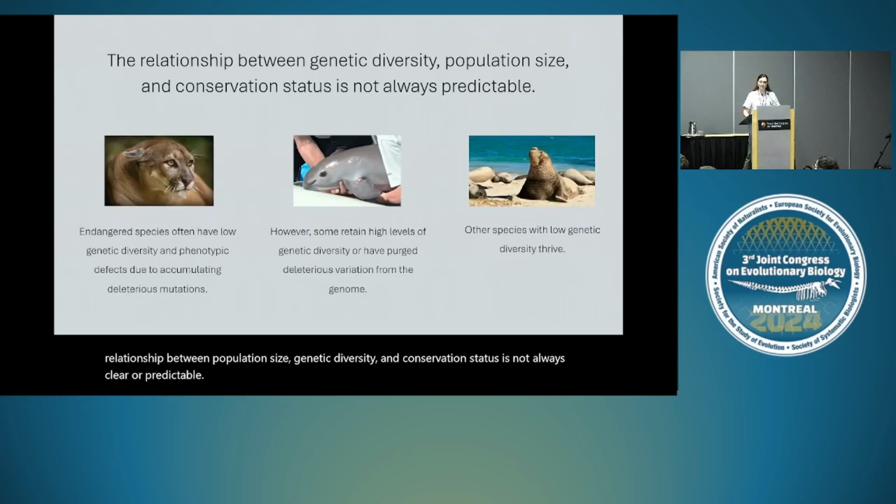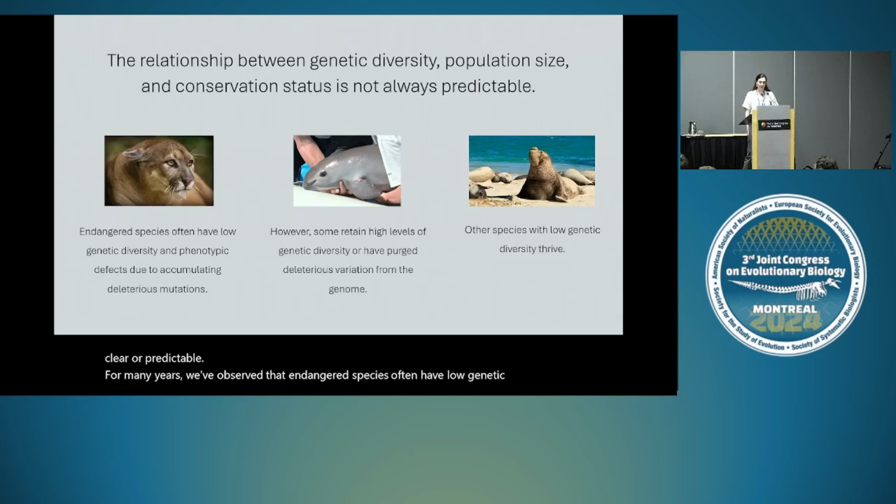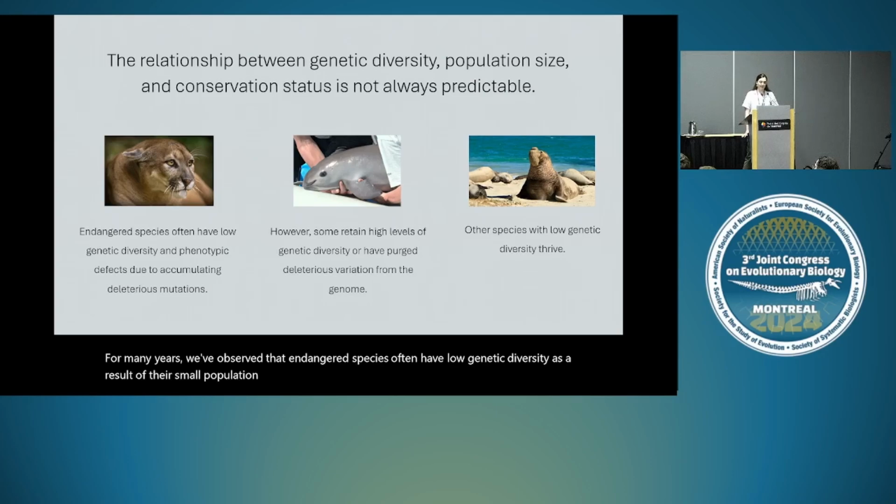For many years, we've observed that endangered species often have low genetic diversity as a result of their small population numbers. And relatedly, we sometimes observe phenotypic defects in endangered species, such as the kinked tail of the Florida panther. And as we just discussed, this is because deleterious mutations can rise in frequency due to the strength of genetic drift in small populations. However, some species seem to retain high levels of genetic diversity, and others, like the vaquita shown in the middle, appear to have purged deleterious variation from their populations.